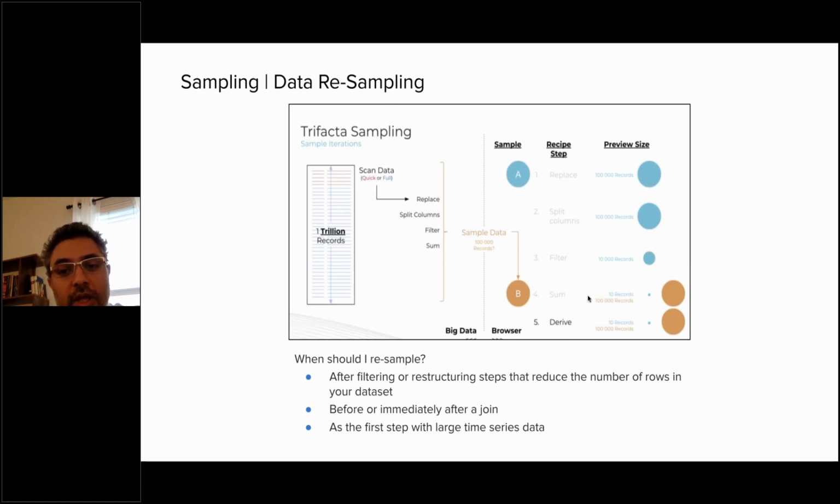But the key element here, the takeaway, is that samples that you pull, at the point in time you pull them, are context aware of the steps that you've done. And that's a critical feature. And again, a differentiator and an accelerator for Trifacta. We'll see that in action as we go here.